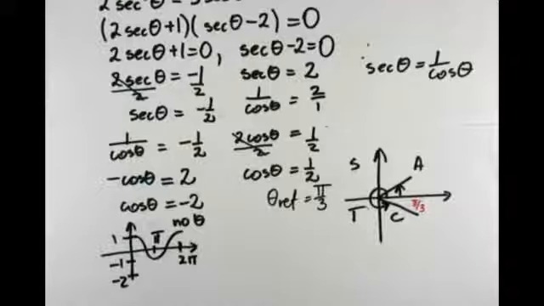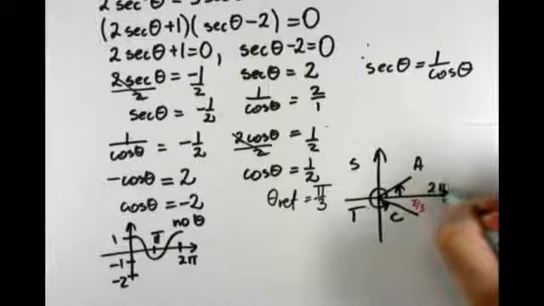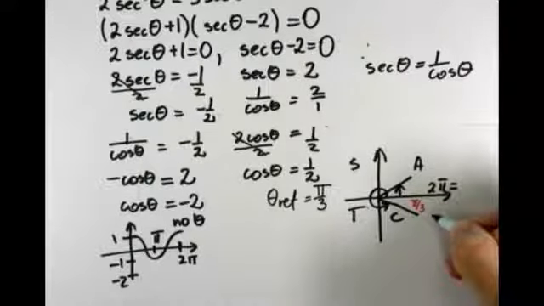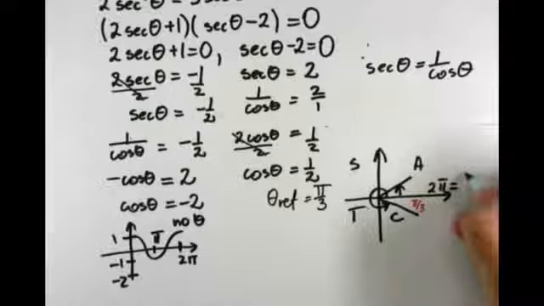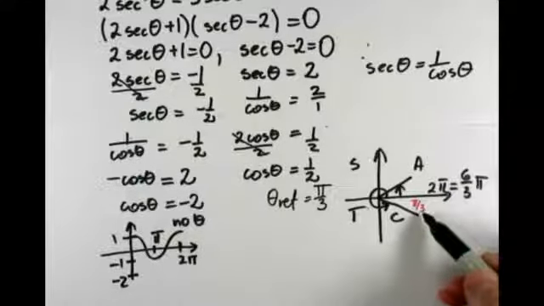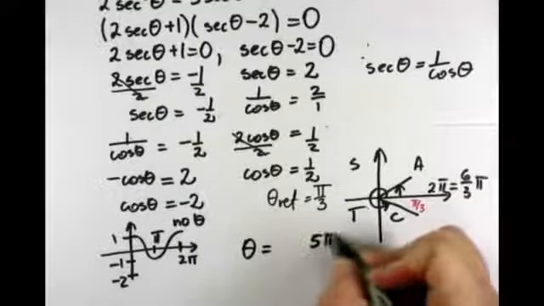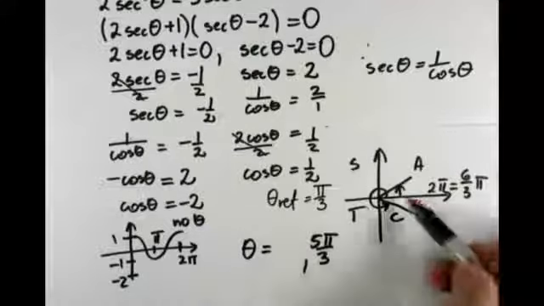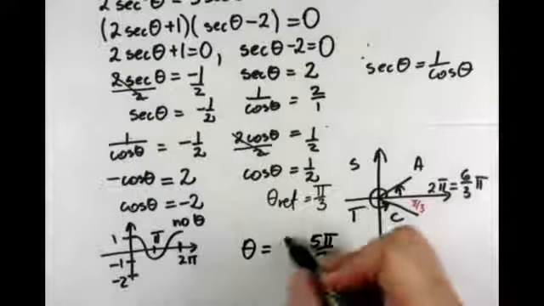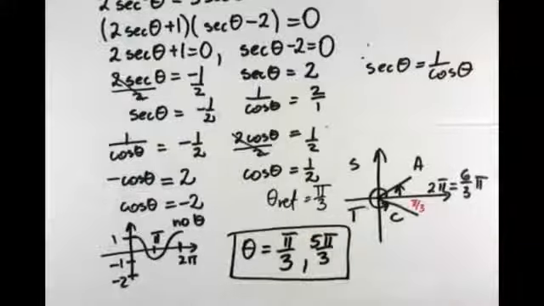I know that my reference angle is right here, pi over 3. And I know that the full rotation is 2 pi, in terms of thirds, 6/3 pi. So this angle is 6/3 minus 1/3 gives me 5/3. So theta is equal to 5 pi over 3. And the first angle was the same as the reference angle, which is pi over 3. So my final answer is pi over 3 and 5 pi over 3.